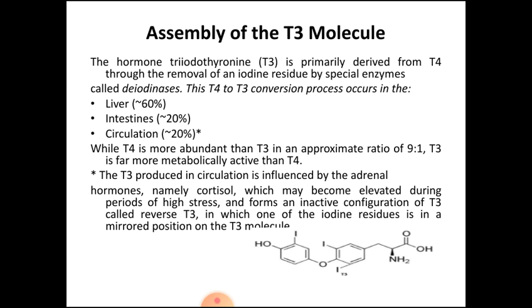While T4 is more abundant than T3 in an approximate ratio of 9 to 1. That means T4 is produced in higher concentration than T3, at a ratio of 9 for T4 to 1 of T3. Furthermore, T3 is metabolically active, rather than T4. That means T3 is metabolically more active when compared to T4.